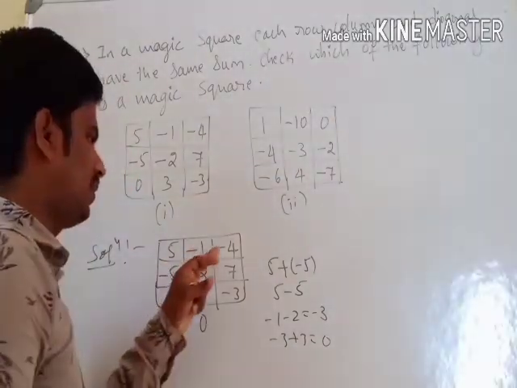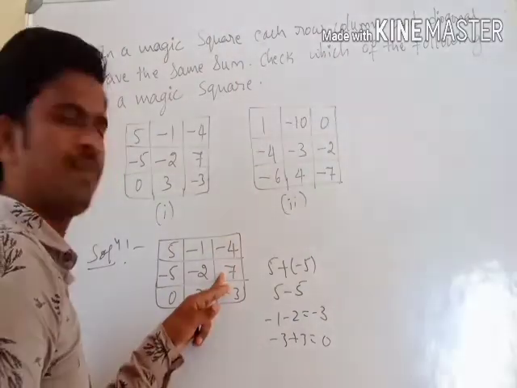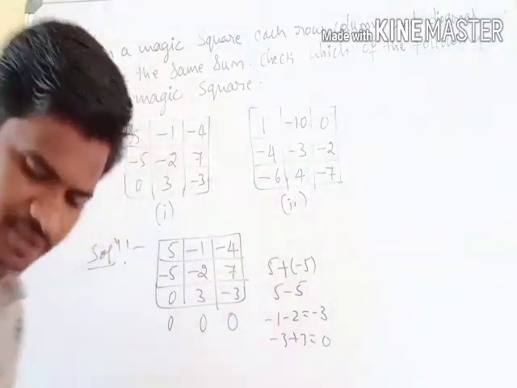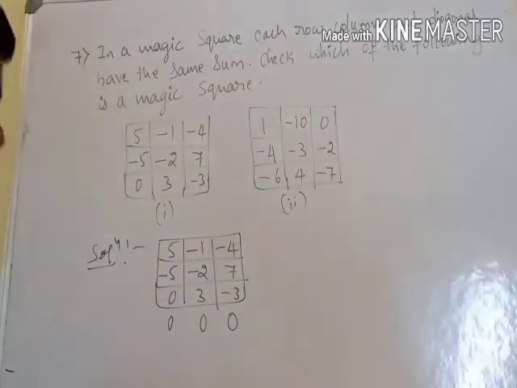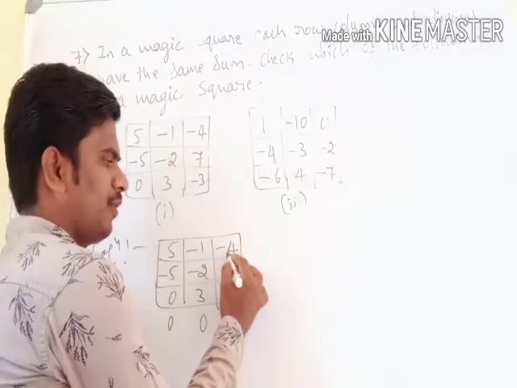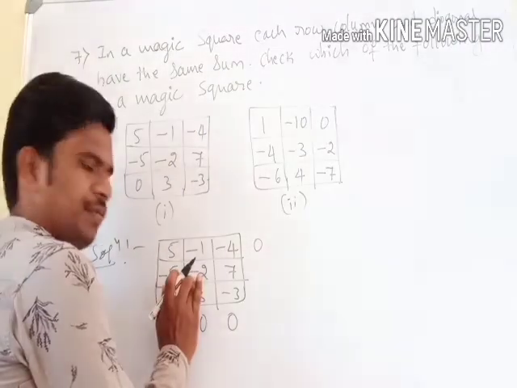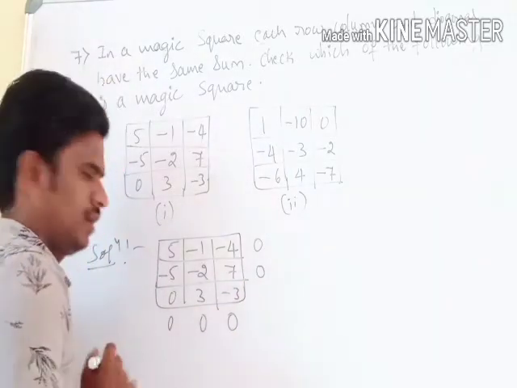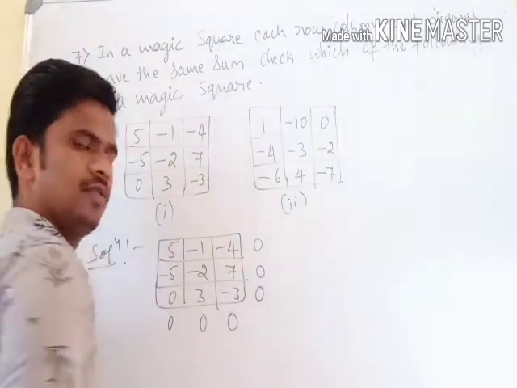Then minus 4 plus 7, that will become plus 3. Plus 3 minus 3 is again 0. Next, along the column, 5 minus 1, that is plus 4, plus 4 minus 4, that is equal to 0. Then minus 5 minus 2, minus 7, minus 7 plus 7, that is also 0. Then 0 plus 3 minus 3, that is 0.